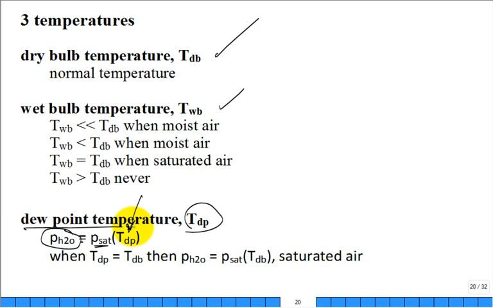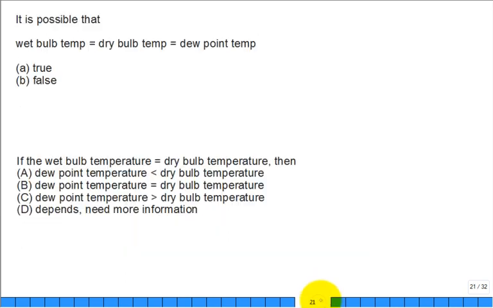So in this room, somebody could come in and say, I'm going to measure the dry bulb, I can measure the wet bulb, and I can measure the dew point temperature. Okay, is it possible that the wet bulb equals the dry bulb equals the dew point? True or false? Somebody raise their hand. Can all three of those temperatures be equal? You've got to raise your hand and call. We've got rules. It is definitely true.